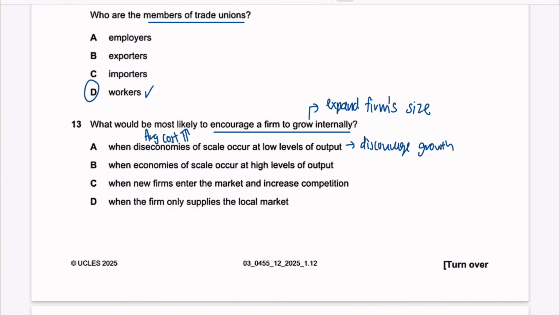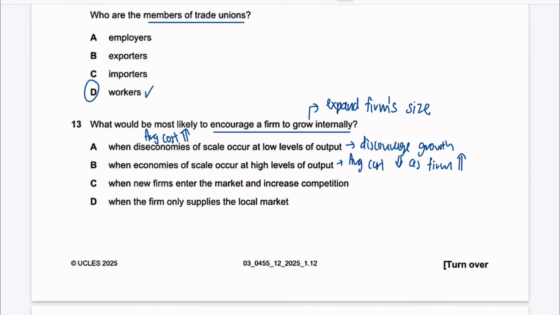Because if it's at a low level of output, if there's already a very high cost, wouldn't it discourage the firm to continue to produce? Yeah. And B, when economies of scale occur at high levels of output. Yes, this means that the total average cost will actually reduce as the firm grows. Okay, so this will motivate firms to continue to expand so that they can enjoy the economies of scale.